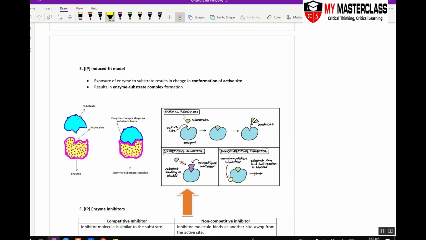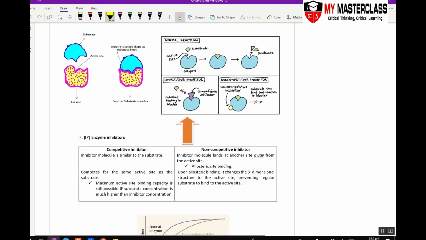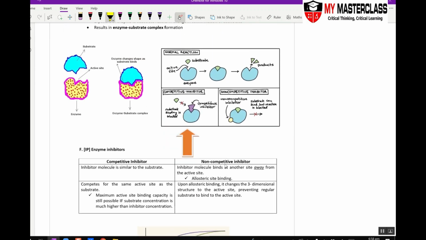So competitive and non-competitive inhibitors, I'm just going to go through this briefly because it's not a very commonly asked question. It can come out as an application question for some schools. My competitive inhibitor, as the name suggests, competes for the same active site. You can see that the shapes are very similar. For example, the competitive inhibitor carbon monoxide competes with the oxygen molecule to bind to hemoglobin irreversibly. So it competes for the same active site. Once it is bound, the substrate is unable to bind.